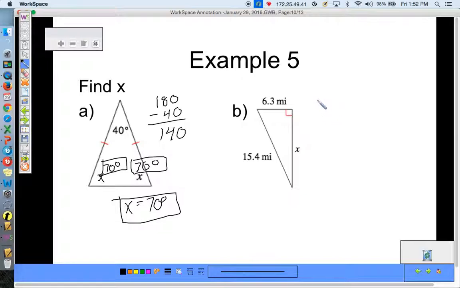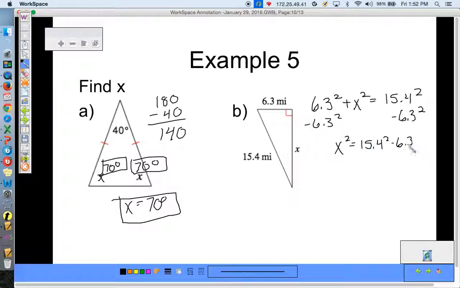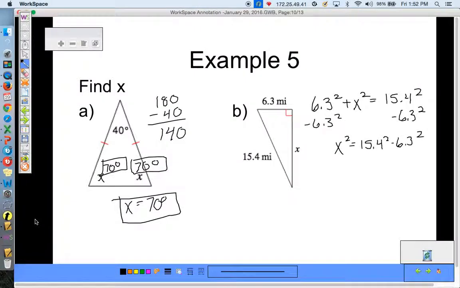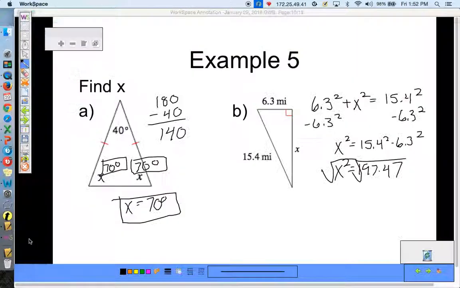And then we have our Pythagorean theorem. So if we set this up, 6.3 squared plus x squared equals 15.4 squared. Solve for x. So we have x squared equals 15.4 squared minus 6.3 squared. And I did that already, so we got 197.47. Square root each side, and you guys can see we end up with approximately 14.